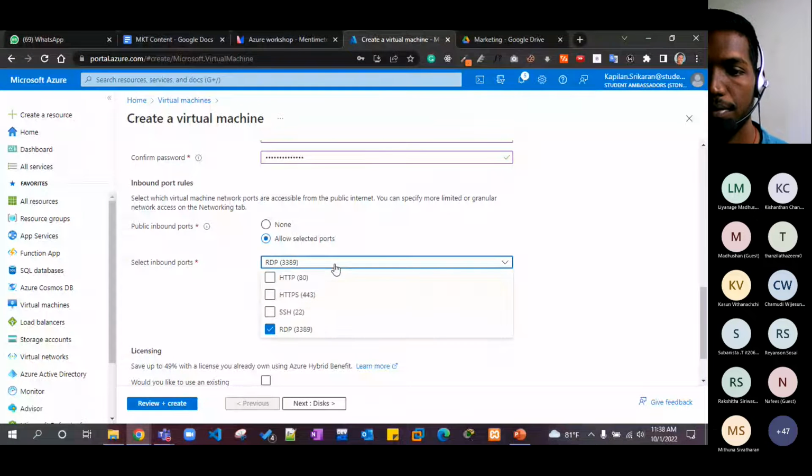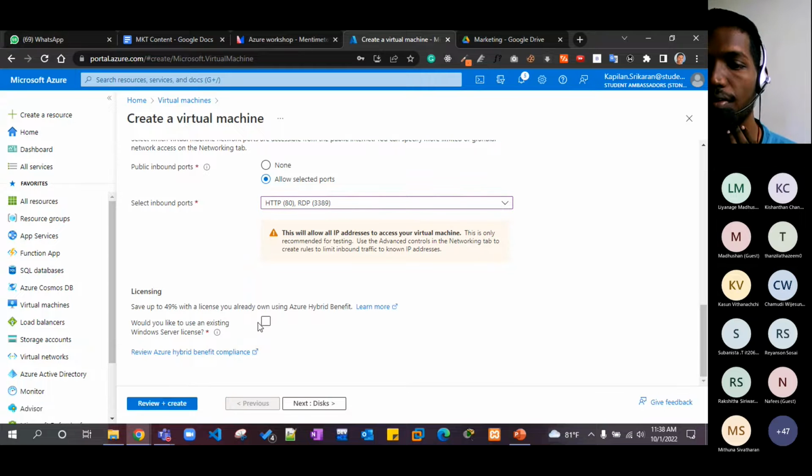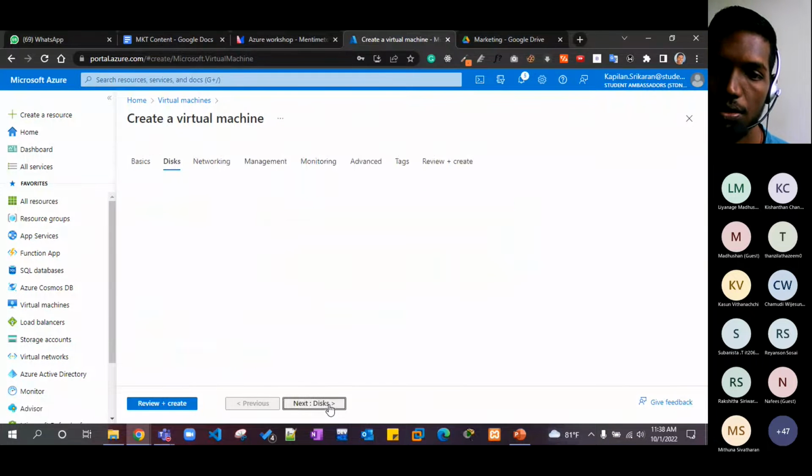The inbound port is for accessing your public IP from the web servers or for remote access, right? When you're using Ubuntu-like servers, you can use SSH, and for Windows servers you can use RDP. We can use HTTP as well for accessing the servers from the browser. And if you have a Windows license, you can click it and reduce the cost of purchasing the virtual machine. And go next.